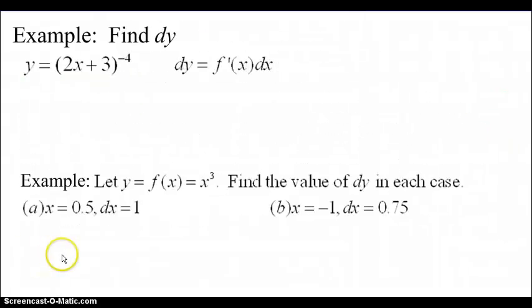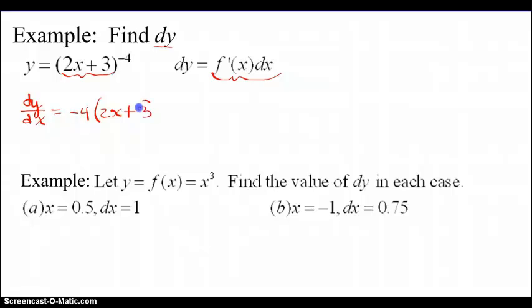For instance, if we were given this example, y equals the quantity 2x plus 3 all raised to the negative 4 power, and we were asked to find the differential dy, we know that dy is the derivative times dx. So the first step is we would find the derivative, dy dx. That's a chain rule problem. The negative 4 pops down front, reduce the power by 1, times the derivative of what's inside.